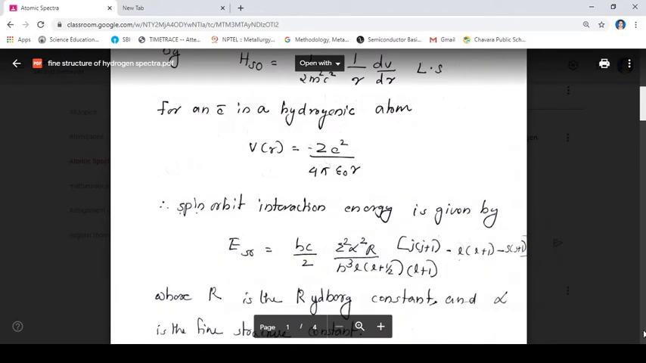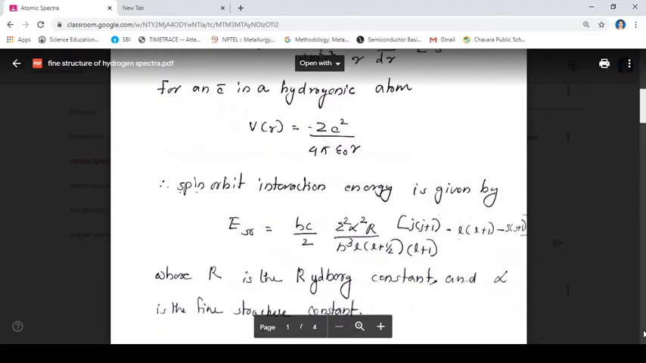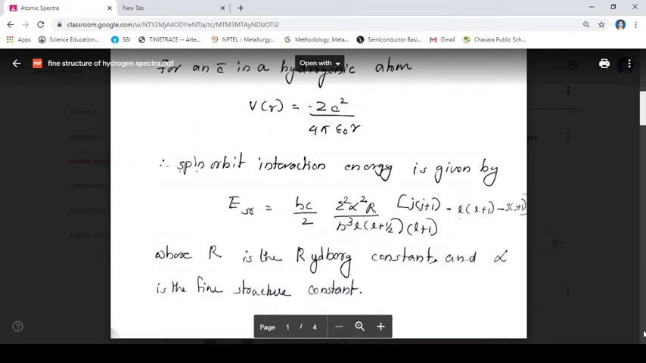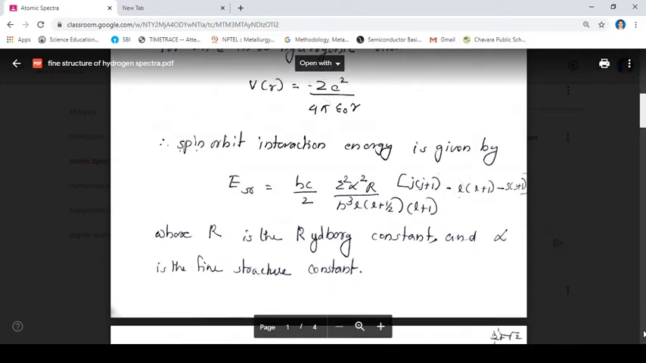And again the final expression, from the spin orbit Hamiltonian you will get the interaction energy value, that depends on the J value, L value and S value. Now in this notation, R is the Rydberg constant, alpha stands for the fine structure constant, and Z is the atomic number.